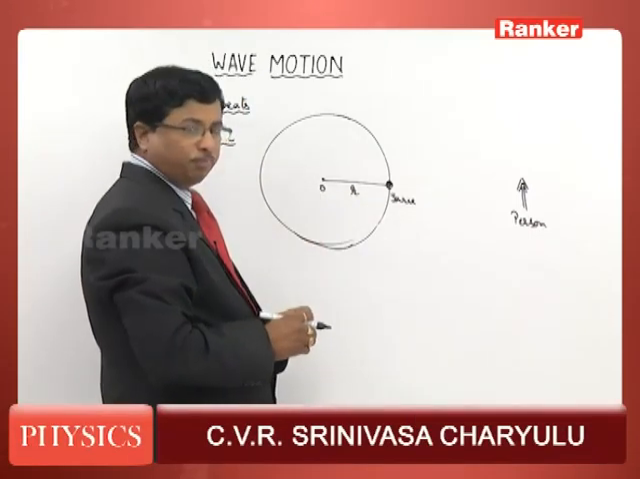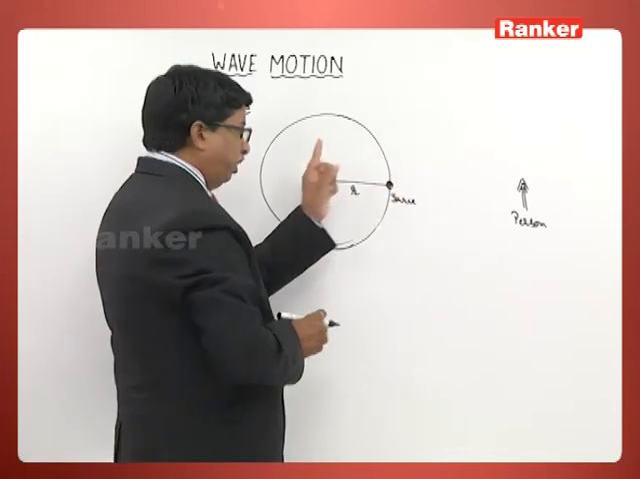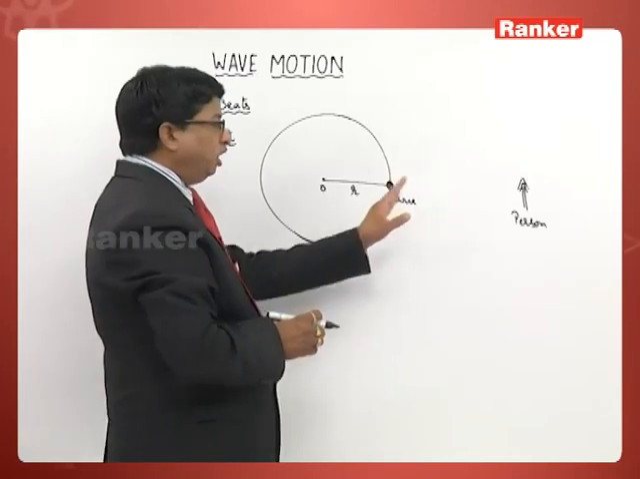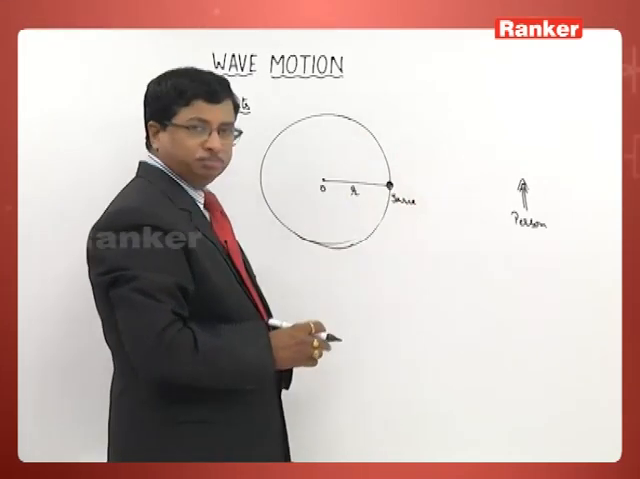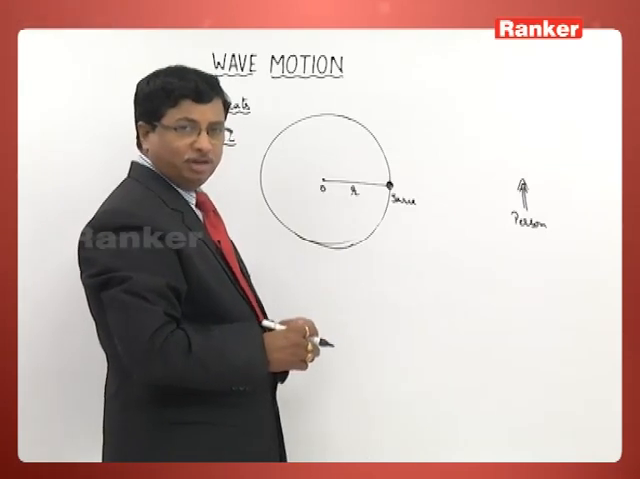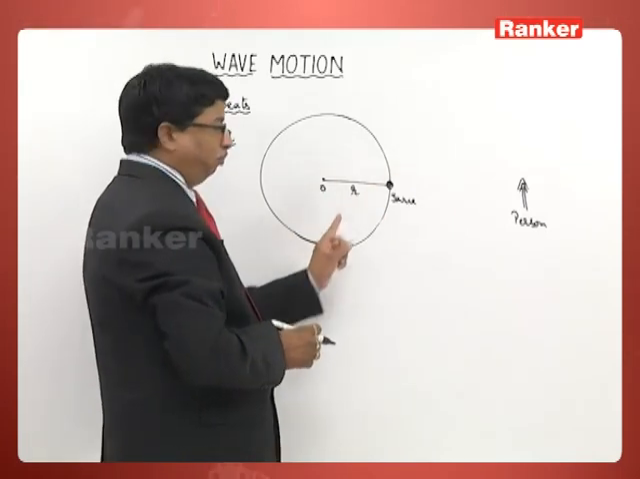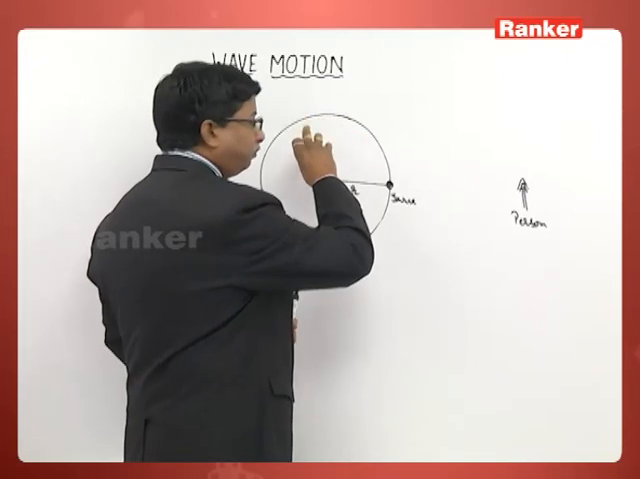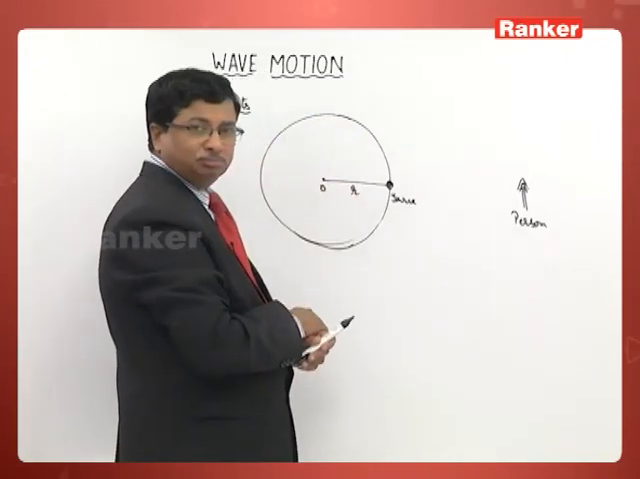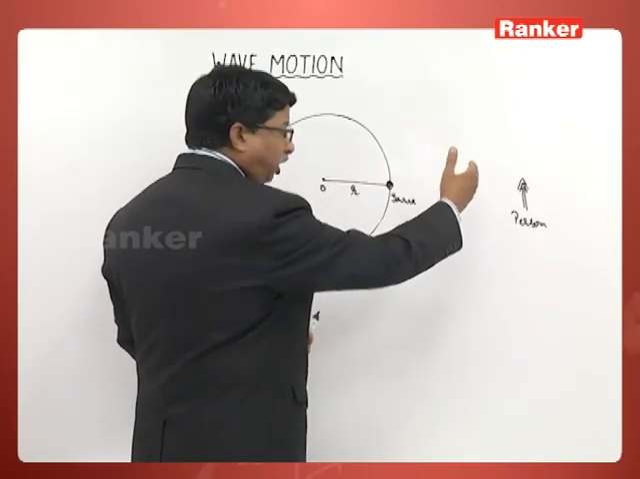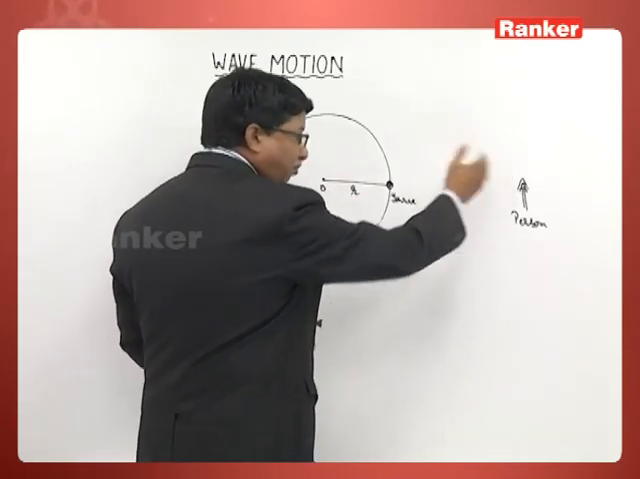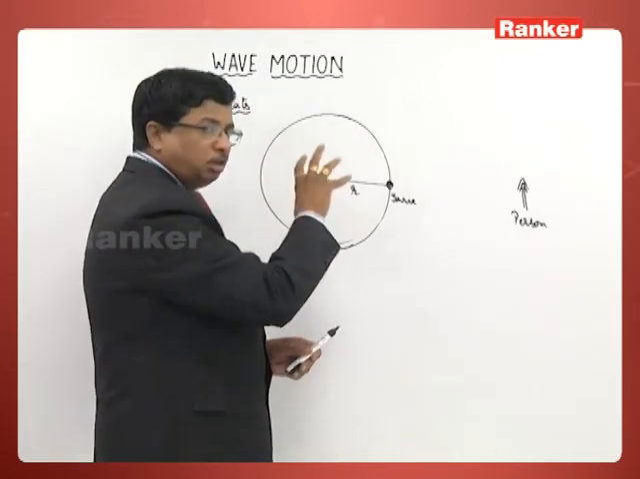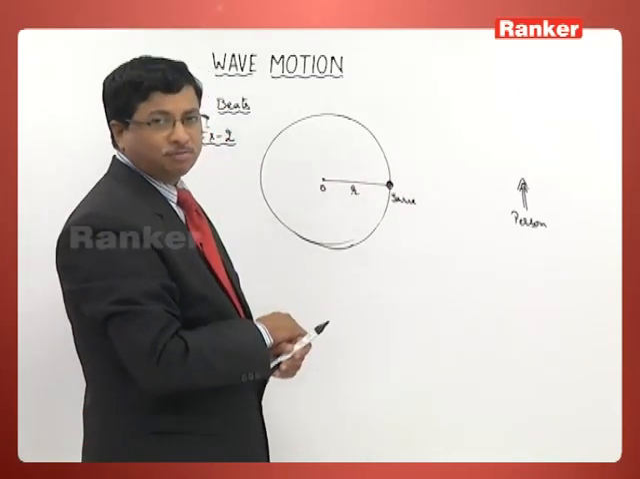Now, the question is whether he can hear beats from the system or not, or how many beats per second he can hear, or when will the sound be maximum for him while hearing, and when will the sound be minimum for him. That means when will the apparent frequency of sound be maximum and when will it be minimum. So, these are the different types of problems that can be asked from this.